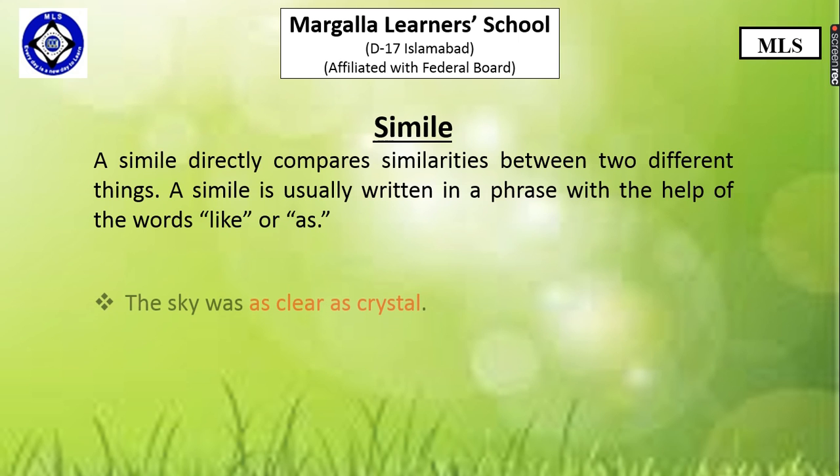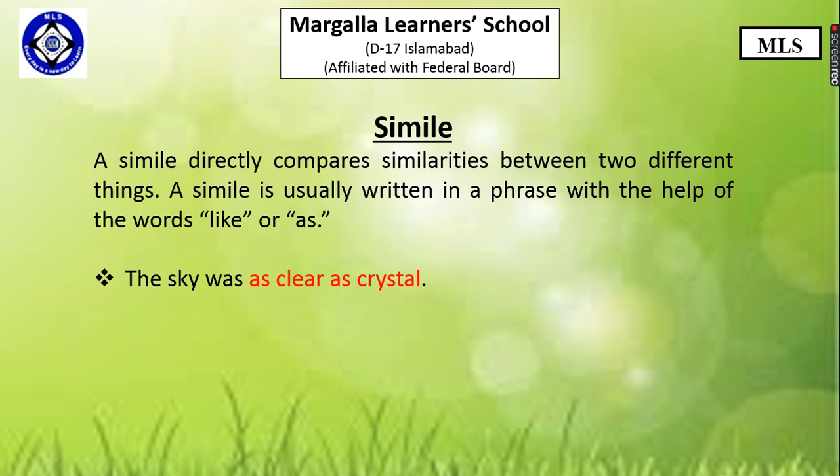In the first sentence, it was written that the sky was as clear as crystal. In this sentence, can you tell what are the two things that are different? Yes, sky and crystal. These are two completely different things. But there is one similarity between these two things. Can you tell what it is? Yes, it is the word clear.